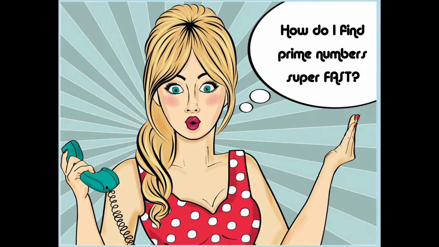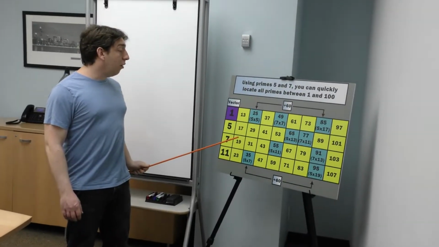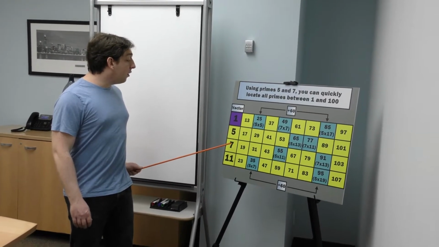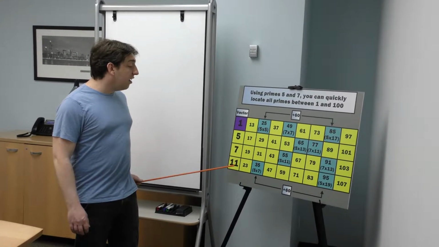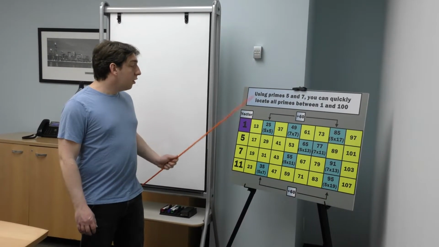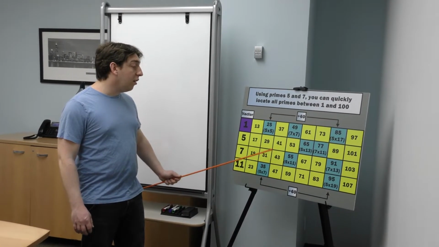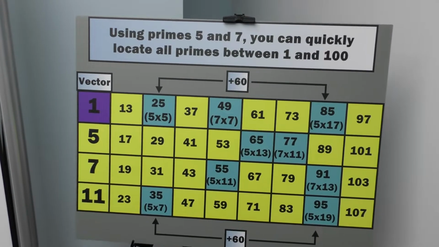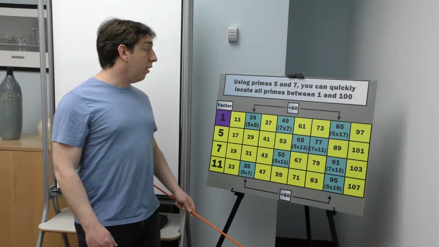How do I find prime numbers super fast? We've taken the clock and we've put it onto a poster board. 1 o'clock, 5 o'clock, 7 o'clock, and 11 o'clock. All the primes are located at these times. The boxes in blue are the composites, and the boxes in yellow are the primes. Using primes 5 and 7, you can quickly locate all primes between 1 and 100.